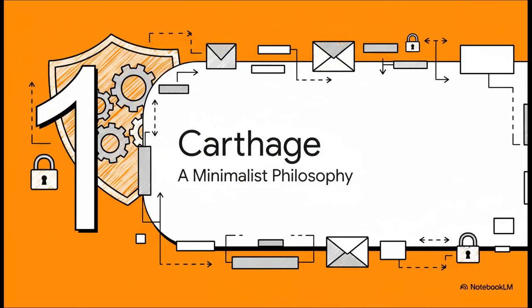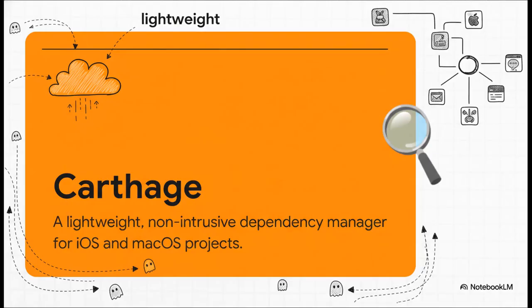So let's kick things off with the champion of control, Carthage. Its whole reason for existence is built on this really minimalist philosophy. It's this belief that a dependency manager should be super powerful, sure, but it shouldn't get in your way. So what is Carthage exactly? Well, the key words here are lightweight and, this is the big one, non-intrusive. The goal isn't to take over your project and rearrange everything. Nope. Its job is to help you manage your libraries and then, just as importantly, to get out of your way.